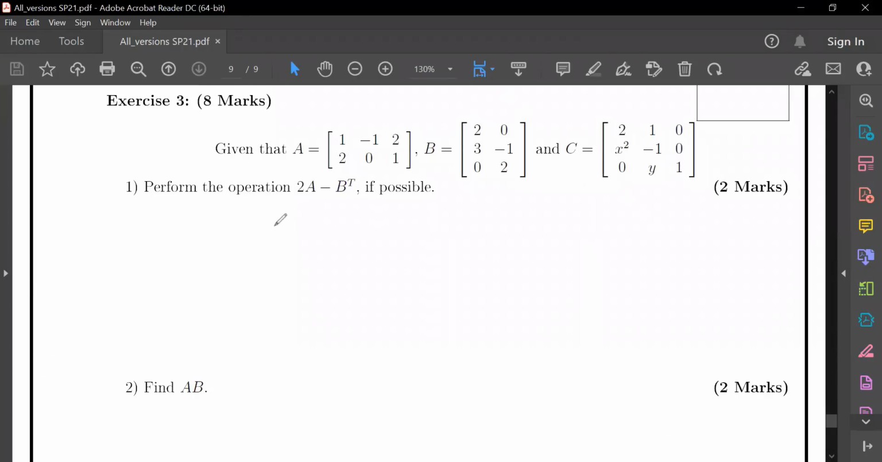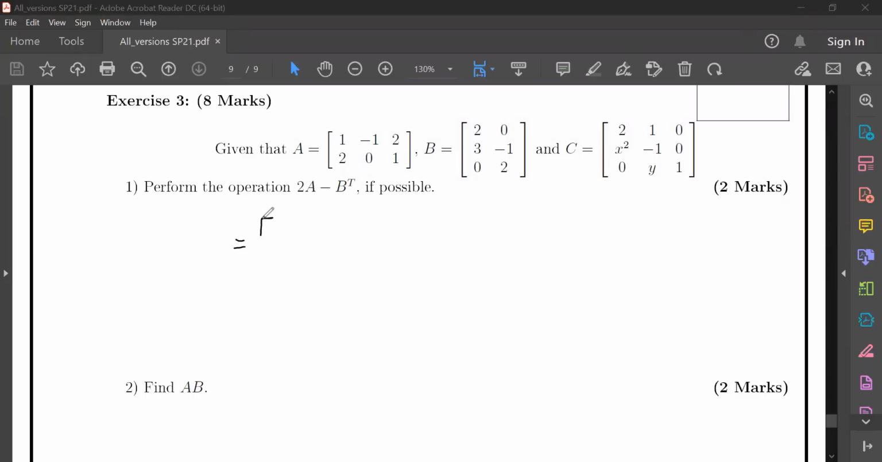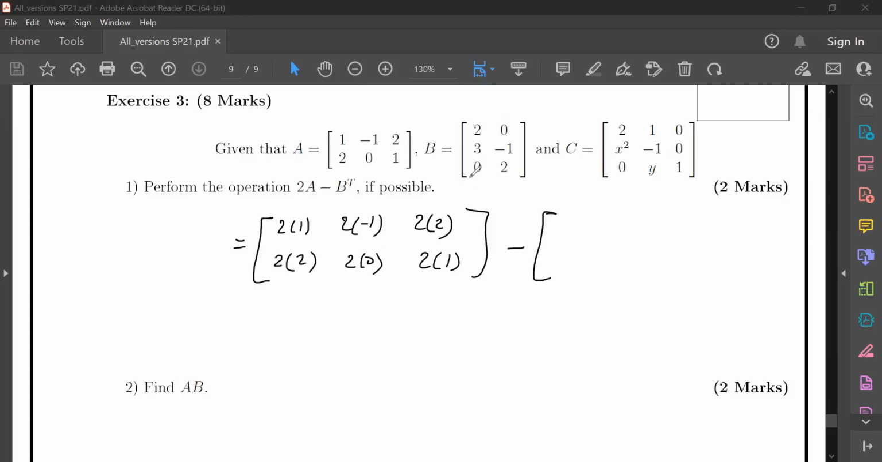Last exercise, matrices. So 2A minus B transpose. 2A, we multiply all coefficients by 2. Plus 1 minus B transpose. So B is a matrix 3 by 2. B transpose is a matrix 2 by 3, 2 rows, 3 columns.